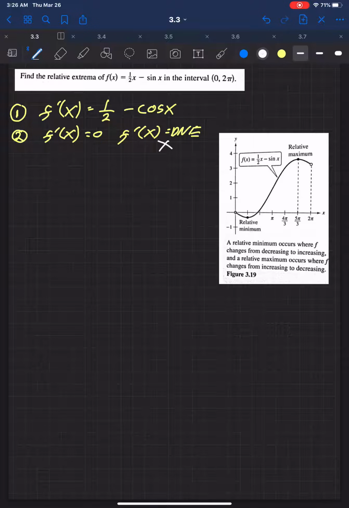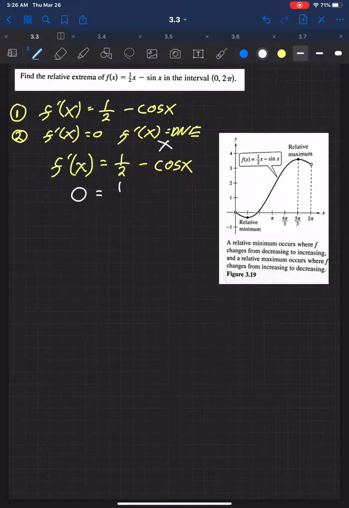Okay, so the goal is, let's go ahead and rewrite the derivative. So f prime of x is equal to 1/2 minus cosine of x. And what are we going to do? Well, we're going to set the derivative equal to 0, and you're going to solve for x. So maybe you're thinking, how do I solve for x? It's a trigonometric function. Well, let's do it. And maybe it's been a little bit since you've done some trigonometry.